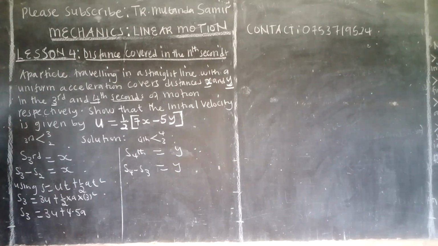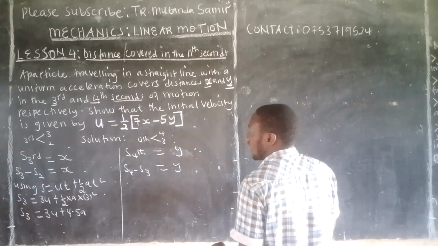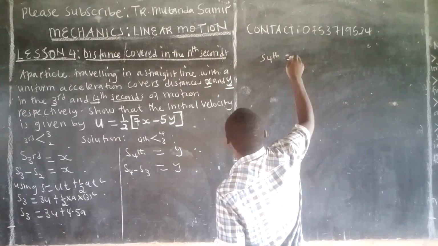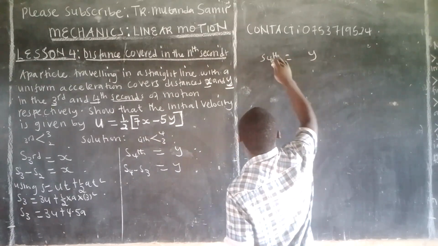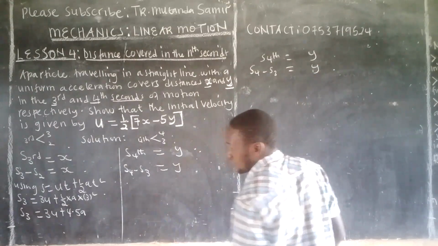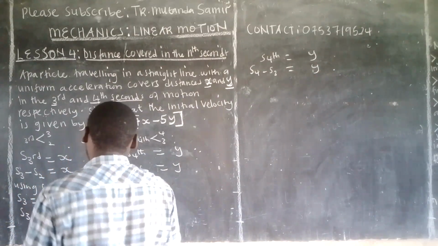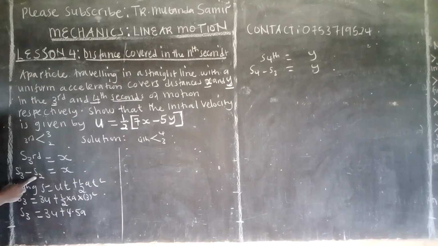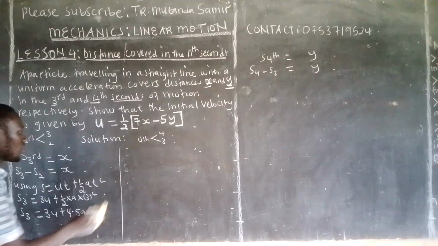Now, s fourth is equal to y, but s fourth means s at 4 minus s at 3, which is equal to y. Here, I'm first of all finding s3, then I find s2, bring them together and subtract. So now let me find s2.